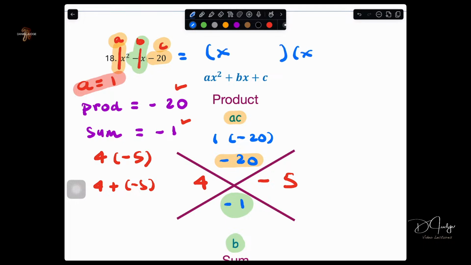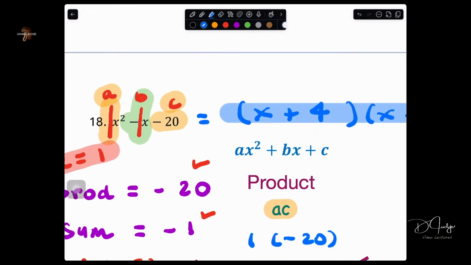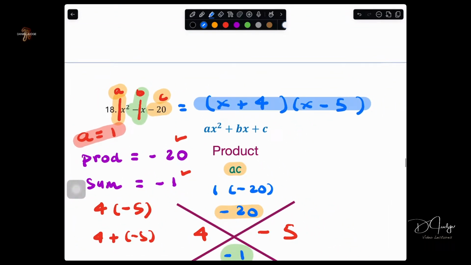X, that 4 is positive, so put plus 4, and the 5 is negative, put minus 5. And there you go, ladies and gentlemen.